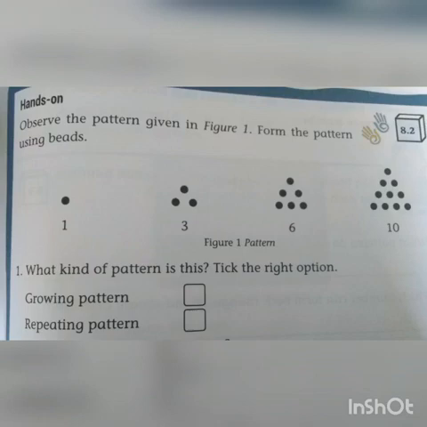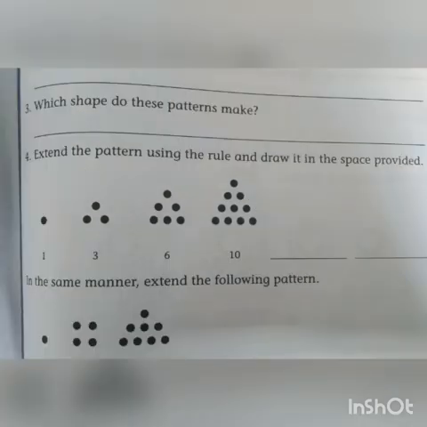What kind of pattern is this? It increases constantly using 2, 3, 4. Likewise, the value increases at each place. So it is called a growing pattern. Which shape do these patterns make? These patterns make triangles. As I said already, at each position it increases by 2, then 3, then 4.